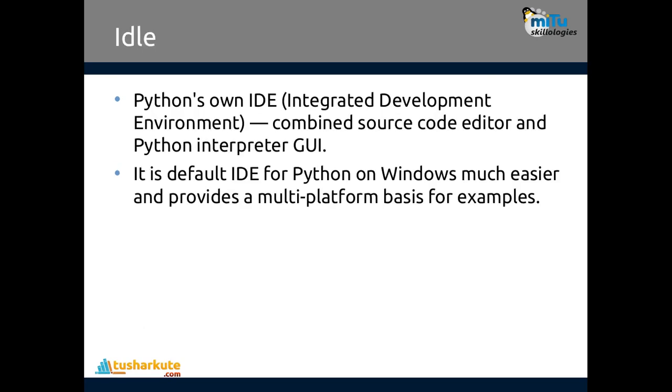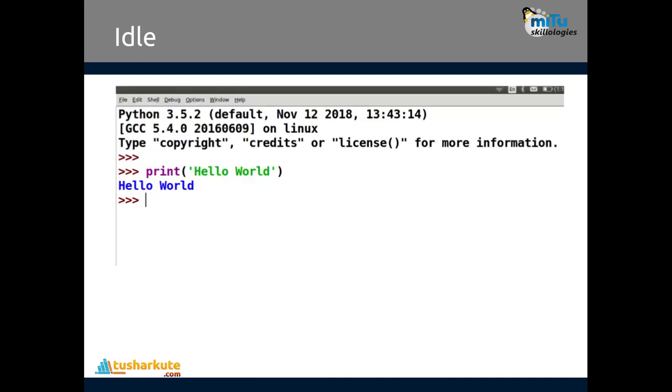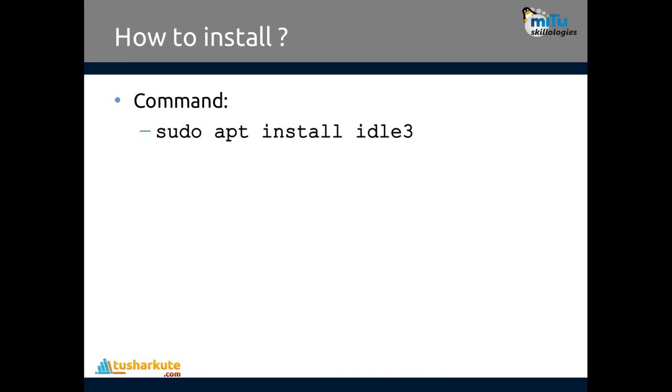First is IDLE. IDLE is Python's own IDE. When you install Python on Windows, IDLE is available by default on your system. That is, when you download it from python.org, it is available, and it looks like this. The screenshot I have taken is from my system on Linux OS, and on Windows it is available by default if you install the basic Python 3 installer. But if you want to install it on Linux, I'll be using this command to install IDLE in my system.